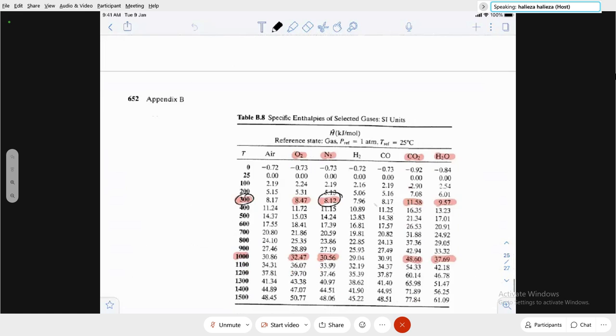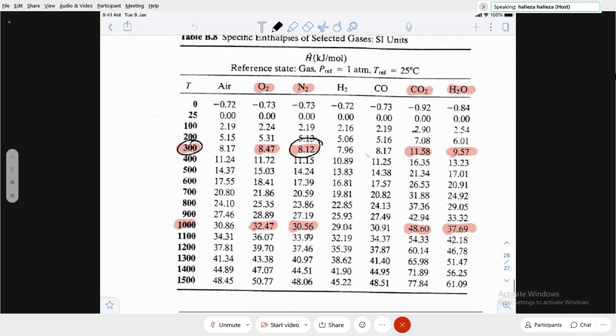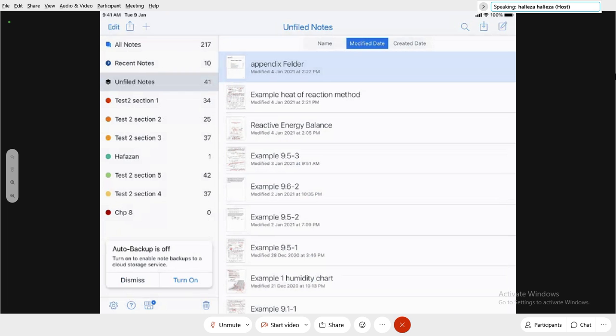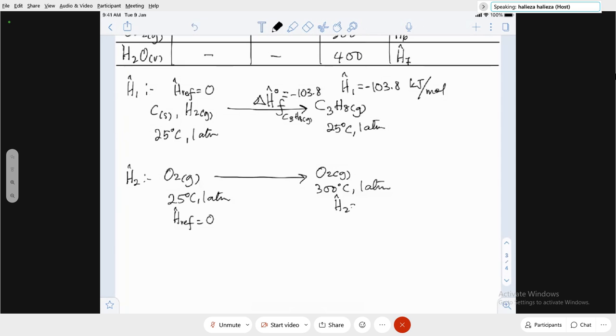Okay, now we reach this appendix B8. I already highlighted it here because we did it yesterday. For oxygen, the value is 8.47. That's the same value that we got yesterday. It's going to be the same today because your oxygen exists as a gas in its elemental form. So you don't need to form it anymore. It's already in its elemental form. So I'm going to go back to my example and list that it is equal to 8.47 kilojoules per mole. So you just simply read it from appendix B8.